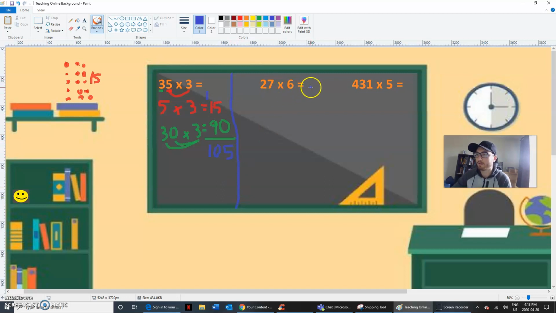27 times 6. So we're going to start with which place value, the tens or the ones? Actually, it really doesn't matter, but we're always in the habit of usually working with the ones first, so let's do that. So 6 times 7 ones. So 7 times 6, and that's going to give us 42.